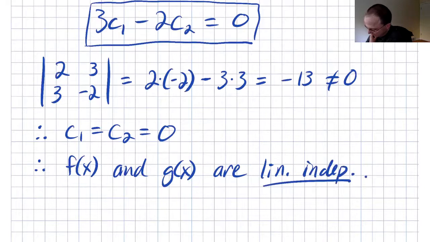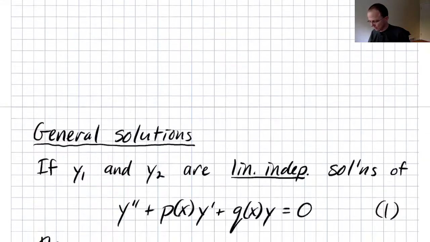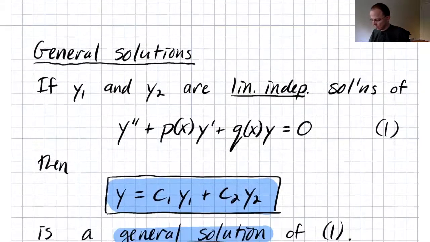All right, so that is it. And if this determinant was 0, then we know that those functions have to be linearly dependent. So that is the idea. Okay, great. Next.